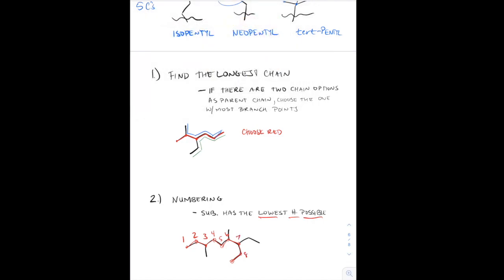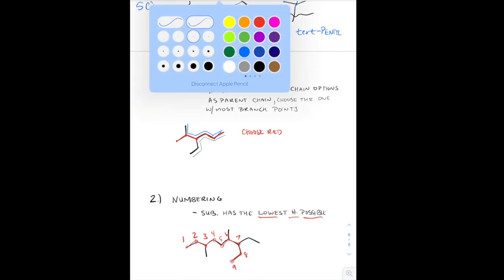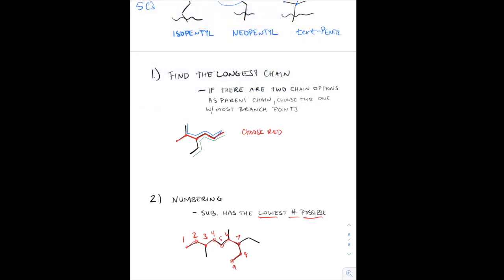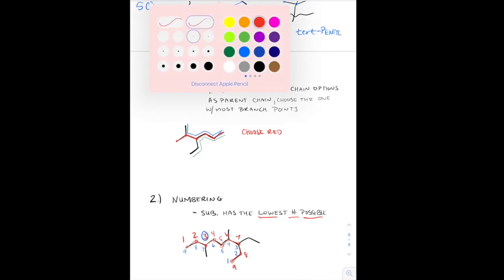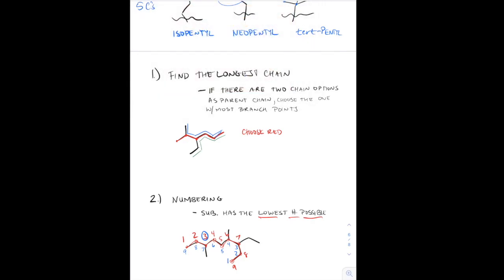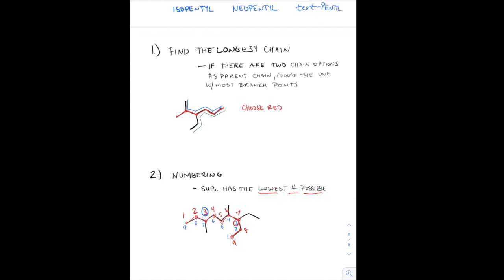actually, let me finish writing it. So 7, 8, 9. Okay, now I'll label from the other direction, but I'll label it in blue. So this is 1, 2, 3, 4, 5, 6, 7, 8, 9. Now notice when we're labeling from the label in red, the first substituent is actually showing up at 3. And if we're labeling in blue, we also have the first substituent at 3. Okay, so what the heck, which one do we do?